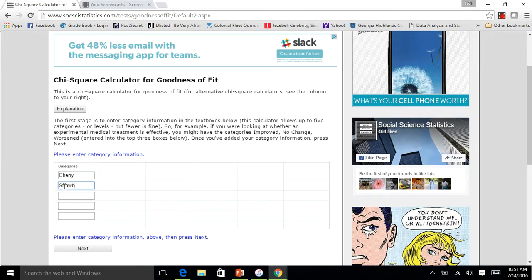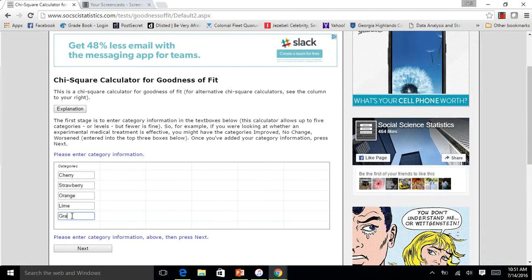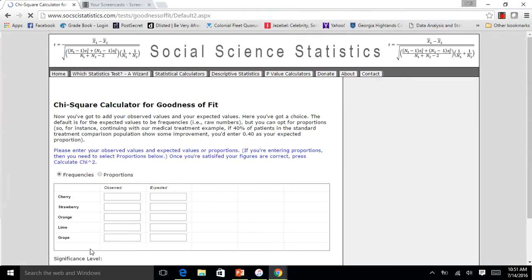strawberry, sorry, I'm old and I'm forgetful, orange, lime, and then what was the last one? Grape. Okay. So now I'm going to hit next. So it put my categories in there.